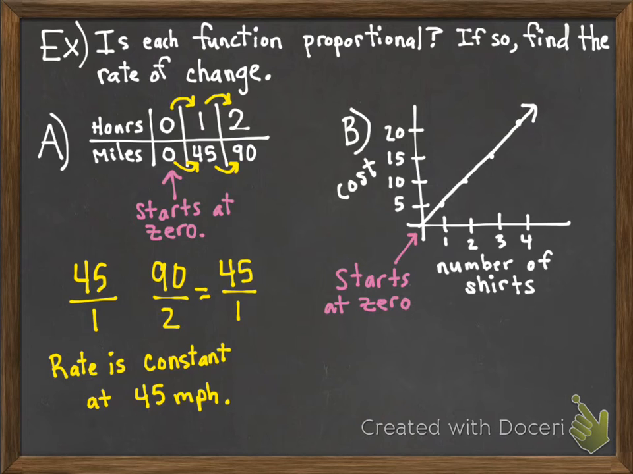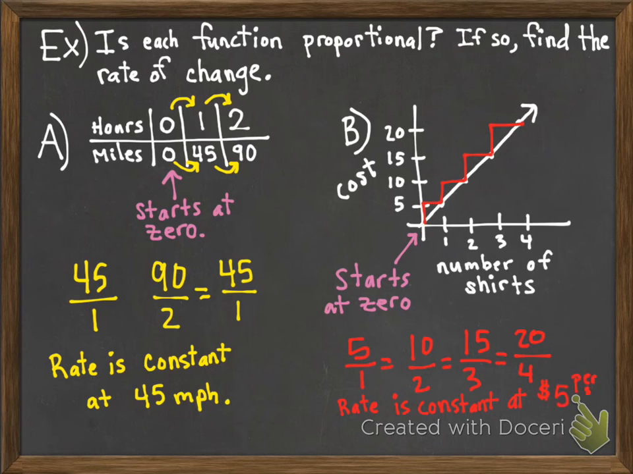Next, we look at the graph. We can see back on the y-axis at 0 shirts that it costs us $0. So it starts at 0. Now we have to check the rate of change. We check each shirt that we buy brings us up $5 more, which means it's costing us $5 per shirt. And we don't have some shirts more expensive than others. It's constant price. This means that it's also proportional, and our rate of change is $5 per shirt.